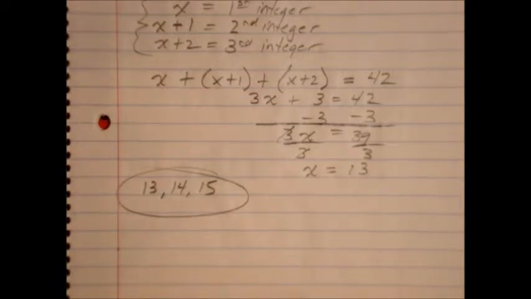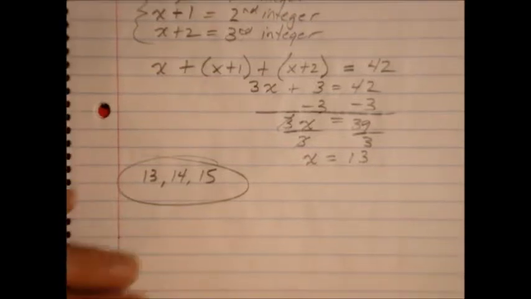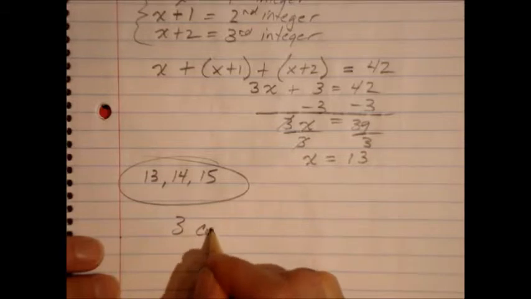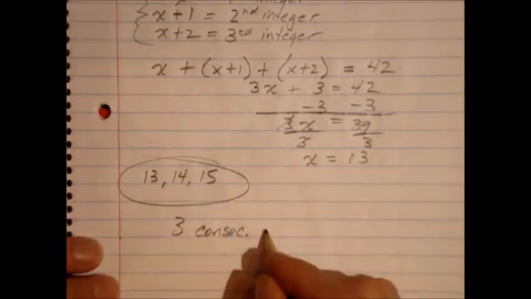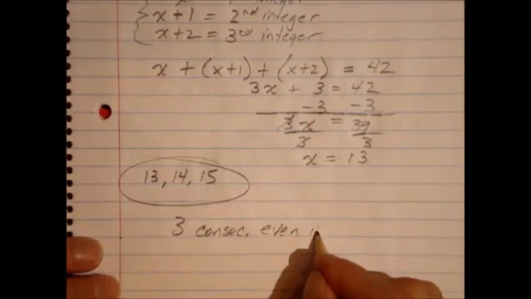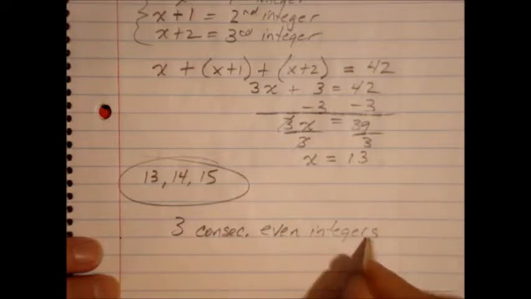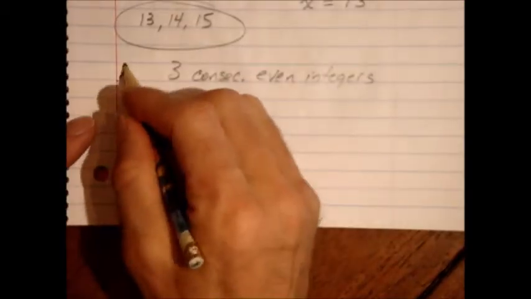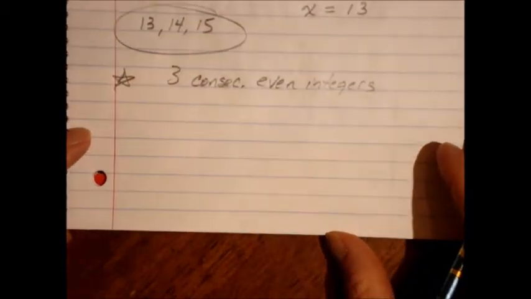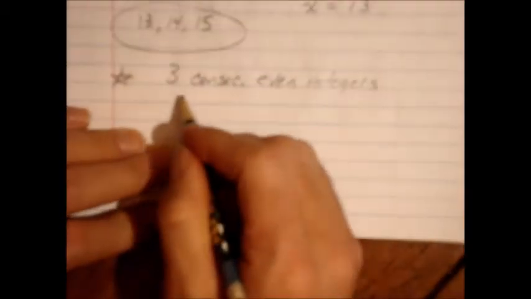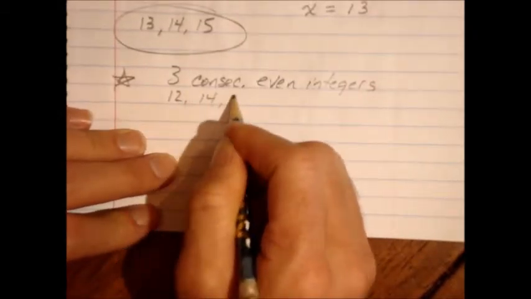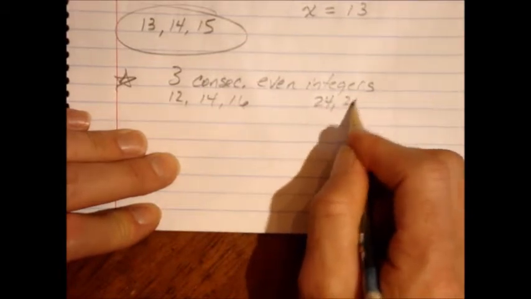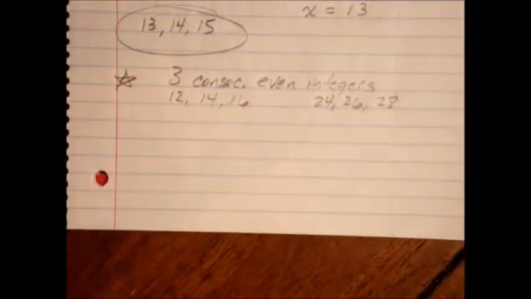Oh, wait. 3 consecutive. What if, let me just throw one more thing. What if they said we got 3 consecutive even integers? So what are consecutive even integers? Just real quick, this is just a side note, just in case you cross. Yeah, so they're even numbers, right? 12, 14, 16. That would be 3 consecutive even integers, or 24, 26, and 28, right?